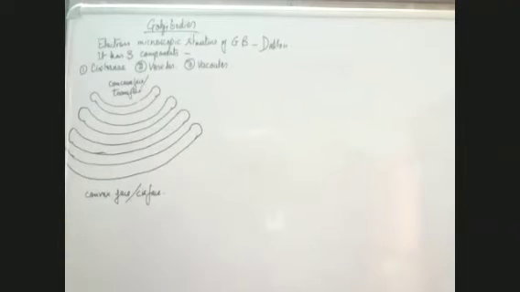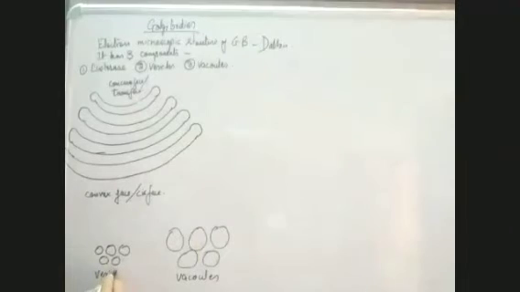Now, these vesicles are small spherical structures, and large spherical structures are vacuoles. So these are vacuoles, and these are vesicles. This is the difference between the two, vesicles and vacuoles.